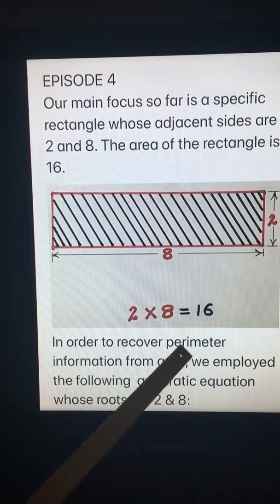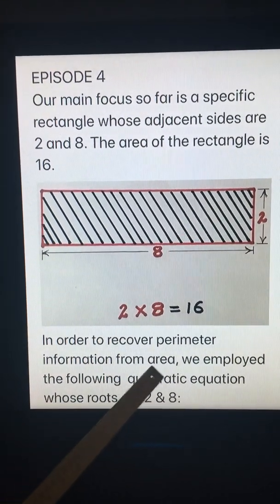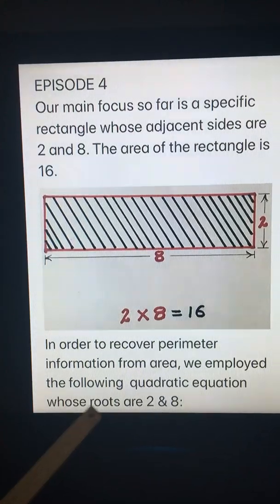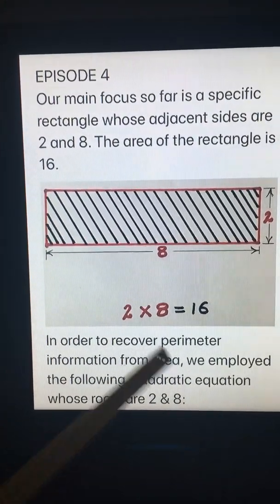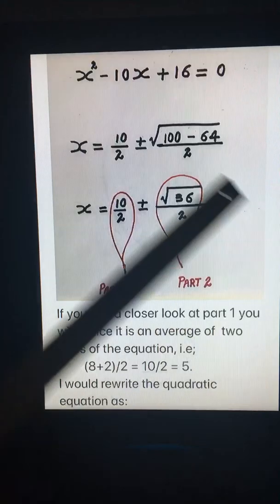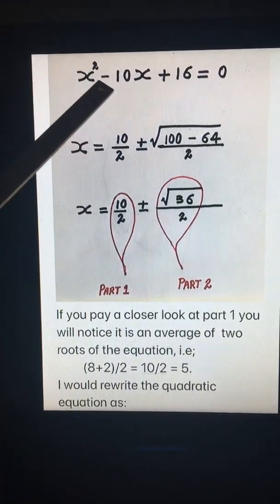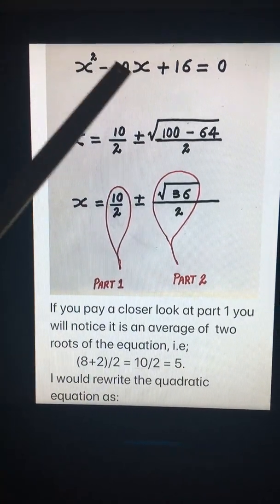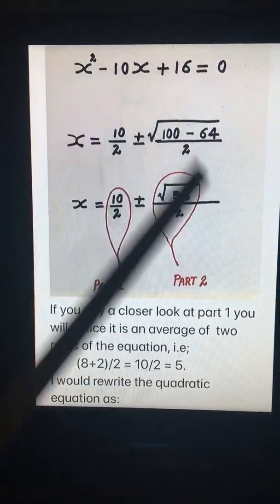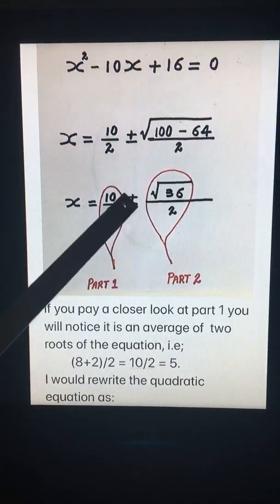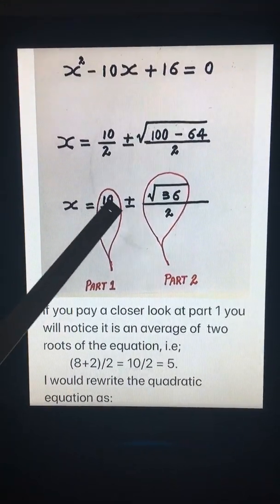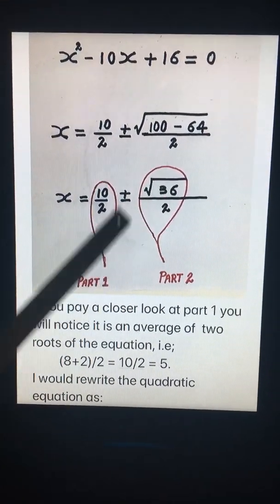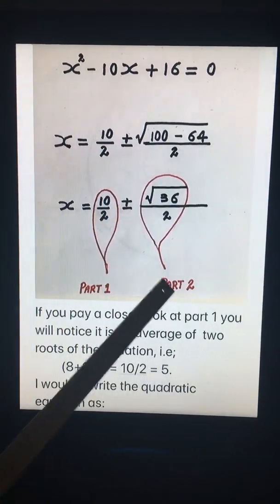In order to recover perimeter information from area, we employed the following quadratic equation whose roots are 2 and 8. This is the quadratic equation we use for that particular rectangle: x squared minus 10x plus 16 is equal to 0. And when we evaluated it, x becomes 10 by 2 plus minus the square root of 36 by 2. This I called part 1 and this is part 2.